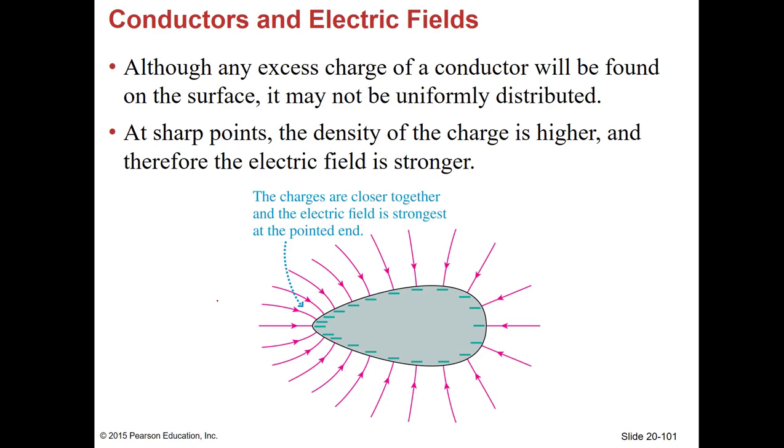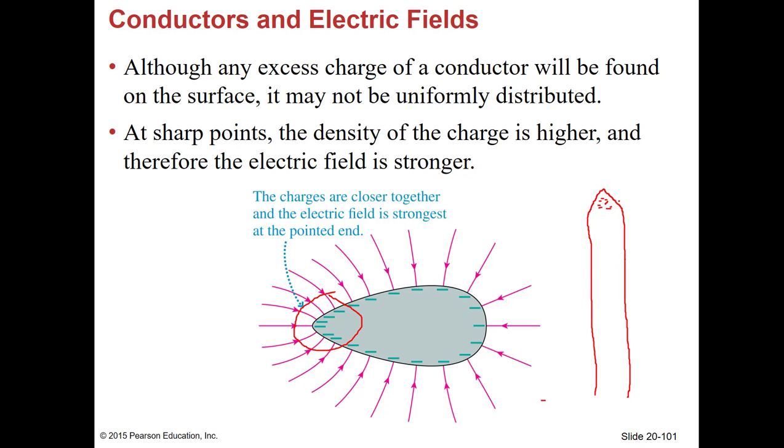Okay. So although any excess charge of a conductor will be found on the surface, it may not be uniformly distributed. Pointing surfaces, just because of the geometry here, have more charge. Okay, good. This is actually the idea behind a lightning rod. So a lightning rod looks something like this. And the idea is you're not trying to attract lightning, so this would be by your house or something. This is a lightning rod. You get a bunch of negative charges here, and you're not trying to get lightning to hit your house. You're trying to have lightning not hit your house.